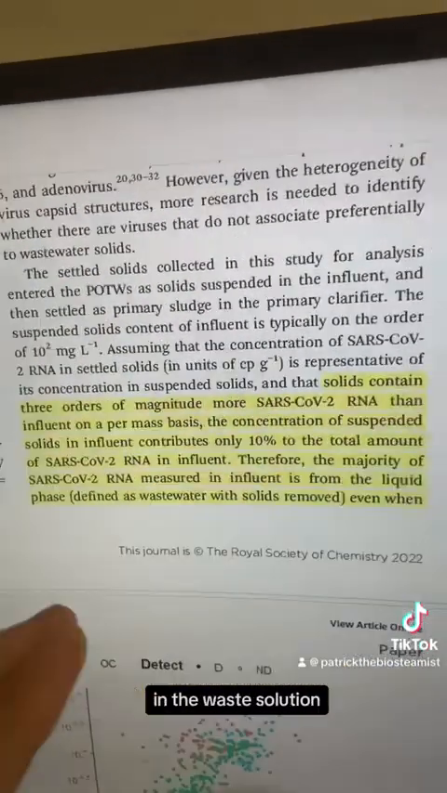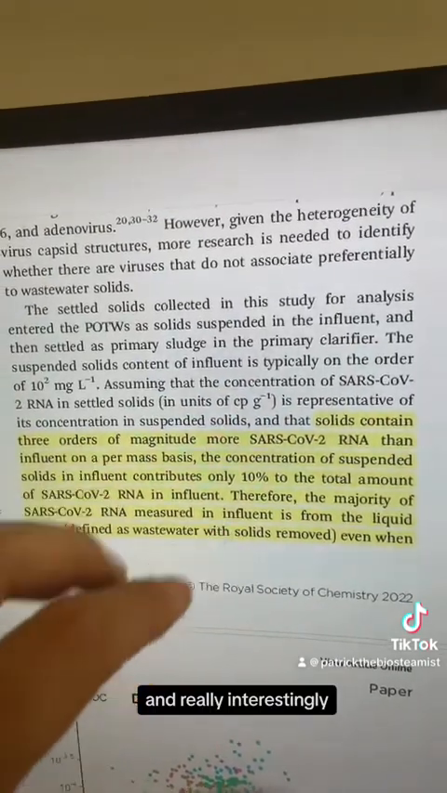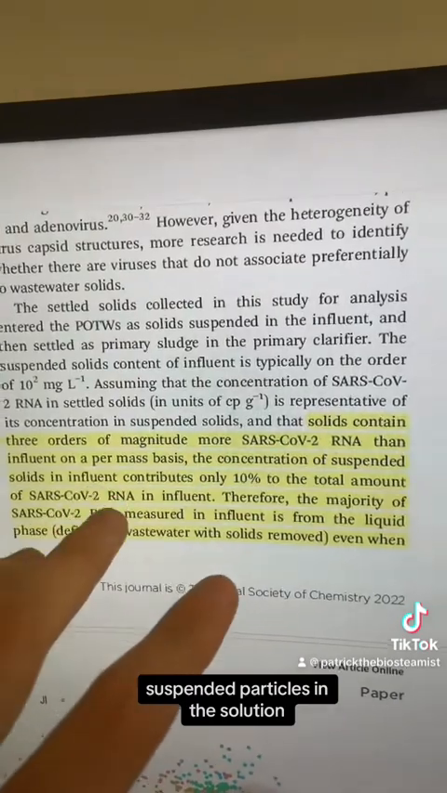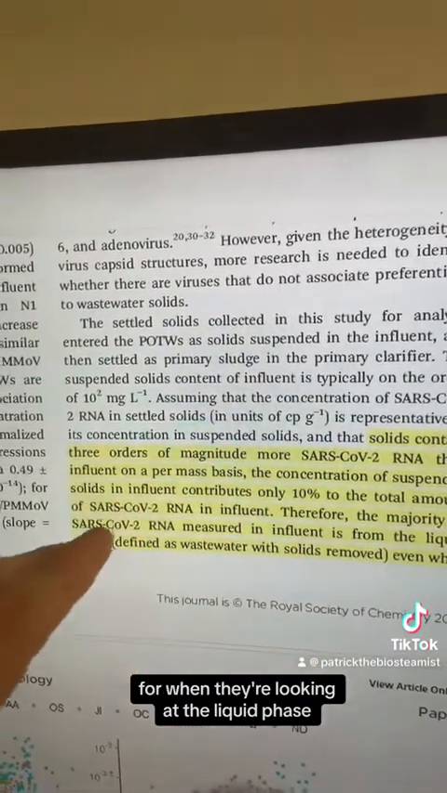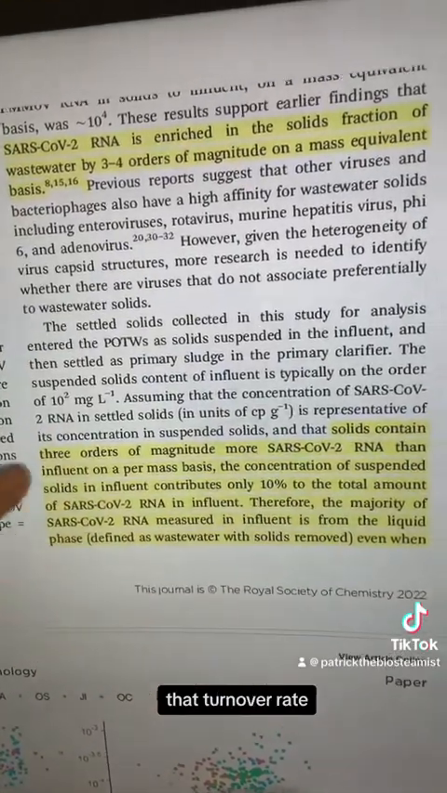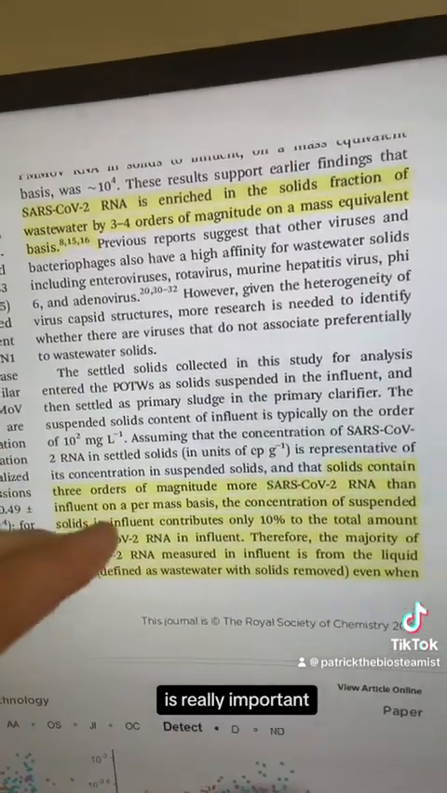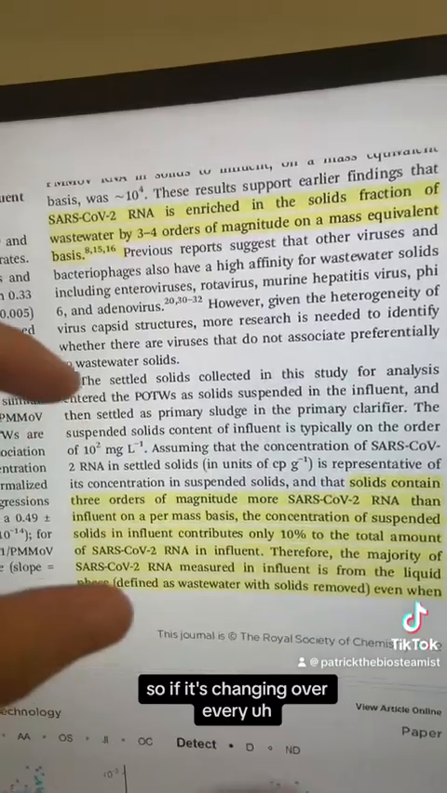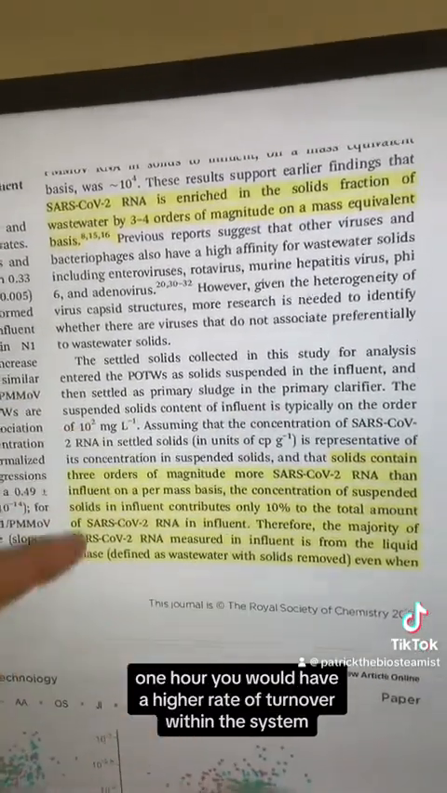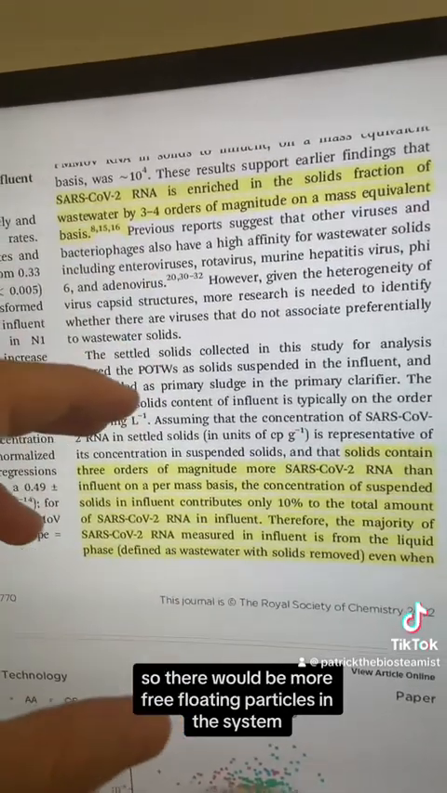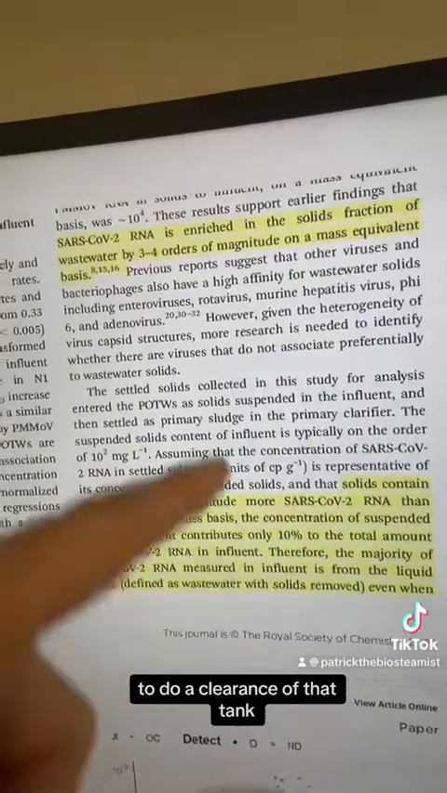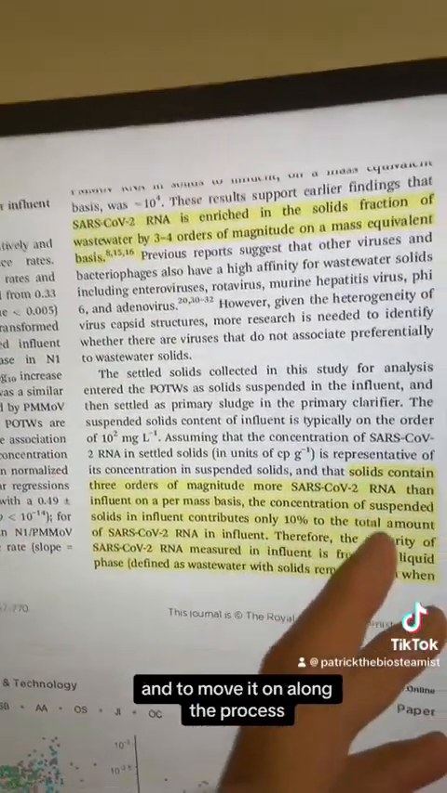And really interestingly, most of the COVID concentration is from free-floating suspended particles in the solution, when they're looking at the liquid phase influent, which implies that that turnover rate from the primary clarifier is really important. So if it's changing over every 1 hour, you would have a higher rate of turnover within the system, so there would be more free-floating particles in the system than if it's taking 6 hours to do a clearance of that tank and to move it on along the process.